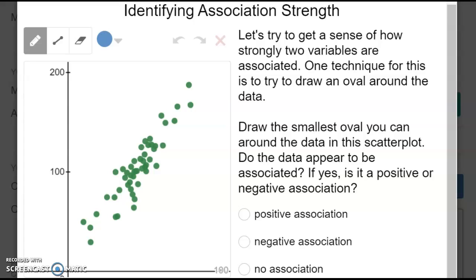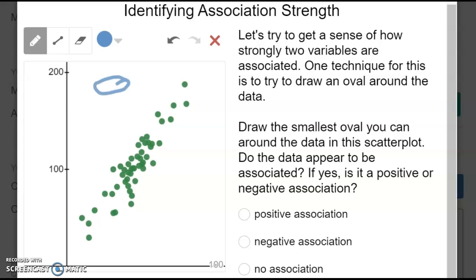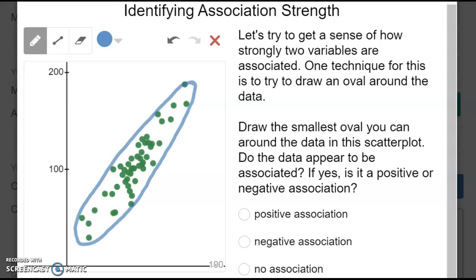So let me draw the oval. Remember, ovals look like this. This is an oval. In fact, even a circle is a special type of an oval. Okay, let me just undo that. I need to draw an oval around all the data. If I was to do that, maybe my oval will look something like this. That includes all the data points. Okay, so that's my oval.